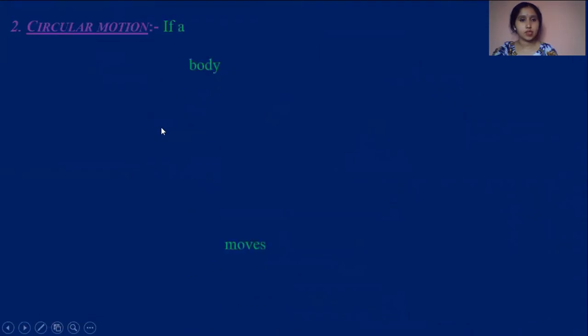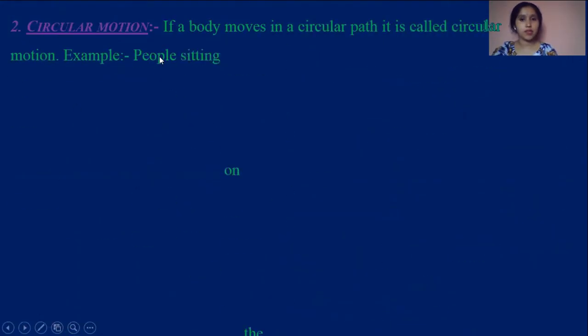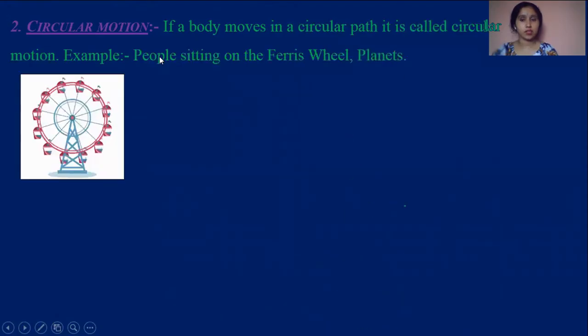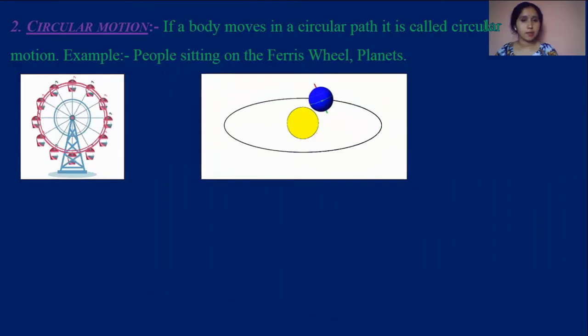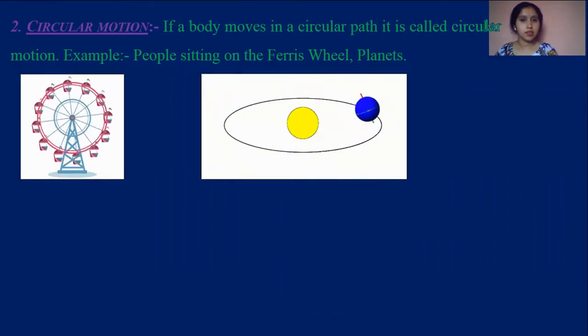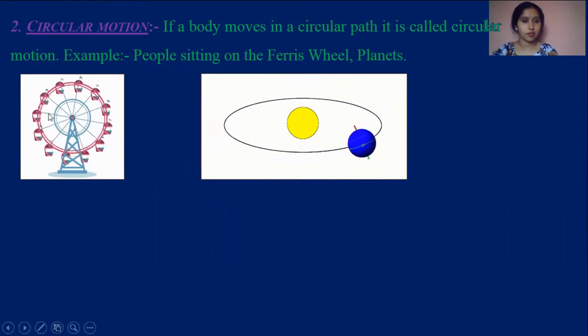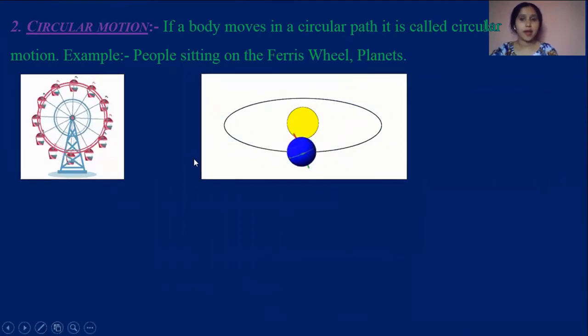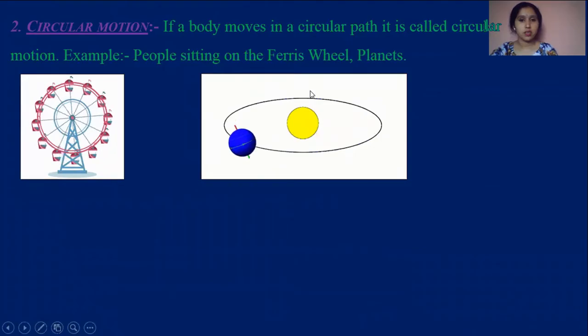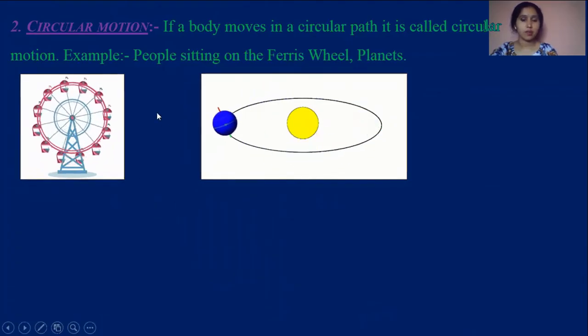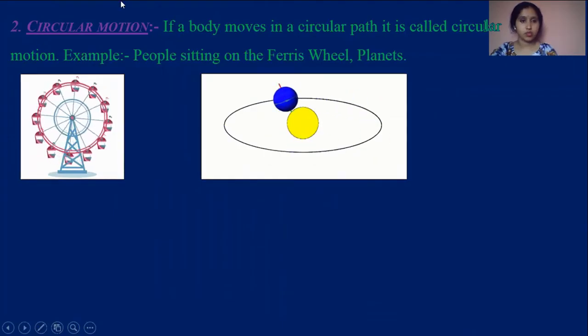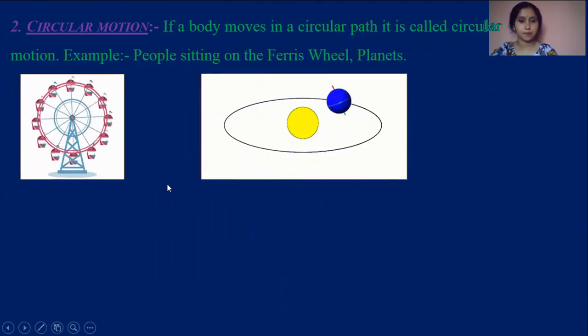And next is circular motion. If a body is moving in a circular path, it is called circular motion. Examples: people sitting on the Ferris wheel, you can see a figure, and planets, they move around the sun in a circular path. A body moving in a circular path at that time, it has which motion? Circular motion.